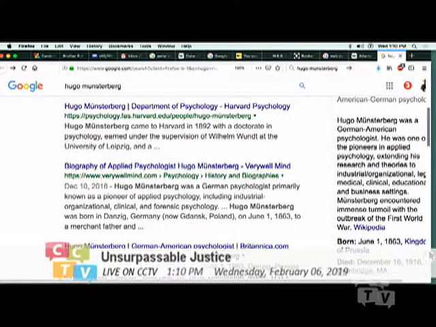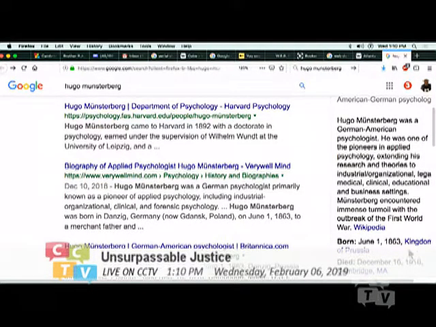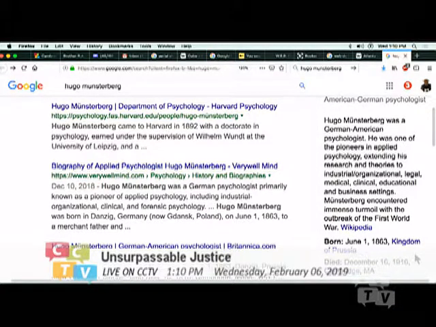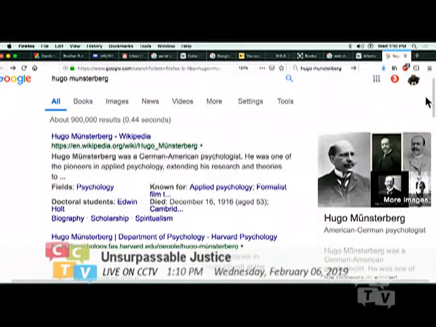Here, let's open that up some more. Is that going to say what I need to say? Okay, legal, organizational, medical, clinical, educational, business settings. Munsterberg encountered immense turmoil with the outbreak of the First World War. So, this individual at Harvard, and here, let's just share some of the information from the hidden history of Massachusetts.